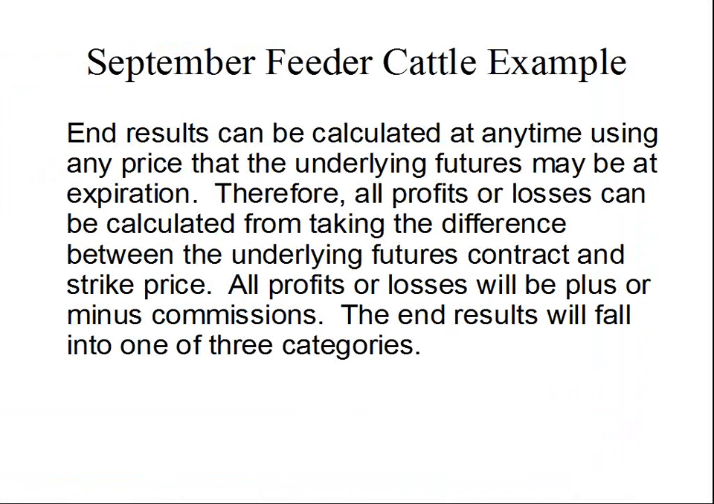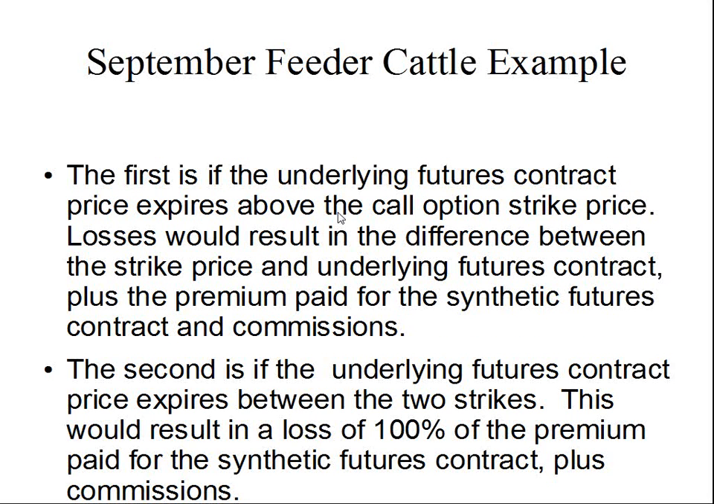So there are three end results that can take place. End results can be calculated at any time using any price that the underlying futures may be at expiration. Therefore, all profits or losses can be calculated from taking the difference between the underlying futures contract and the strike price. All profits or losses will be plus or minus commissions. The end results will fall into one of these three categories. So now we're going to do some real life trading on it.